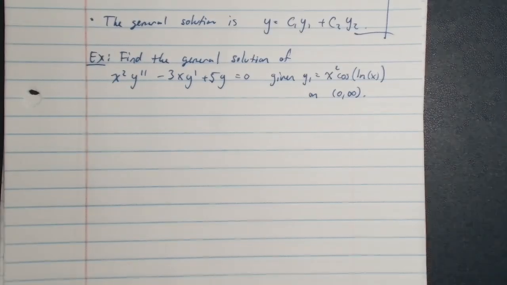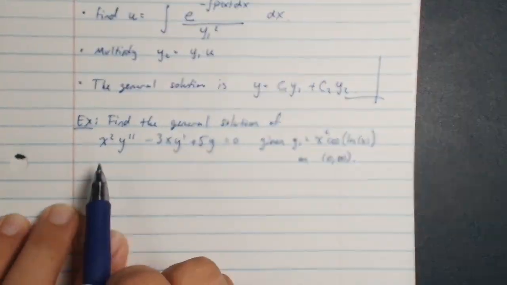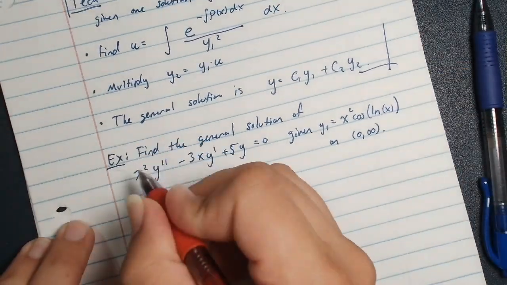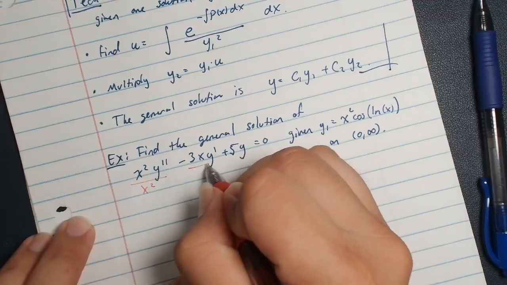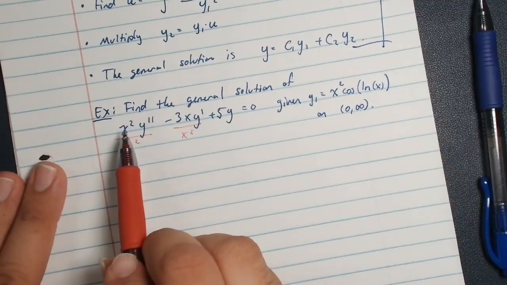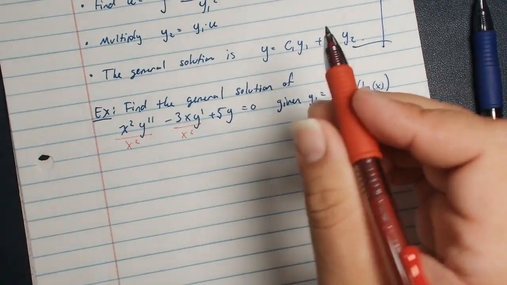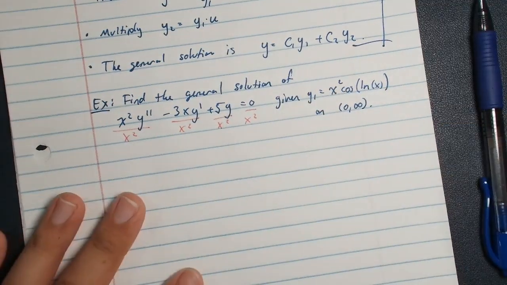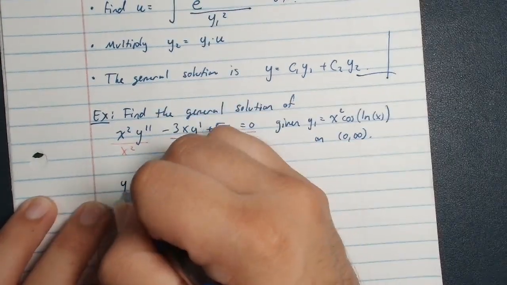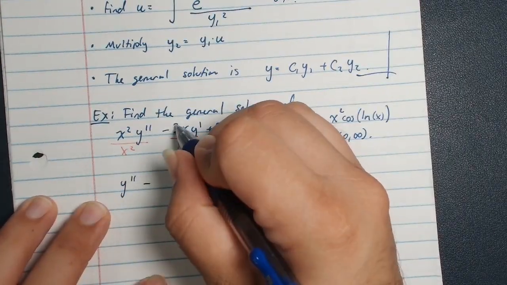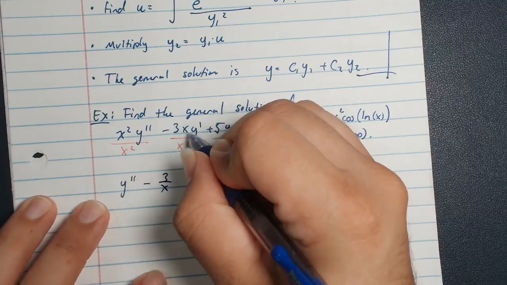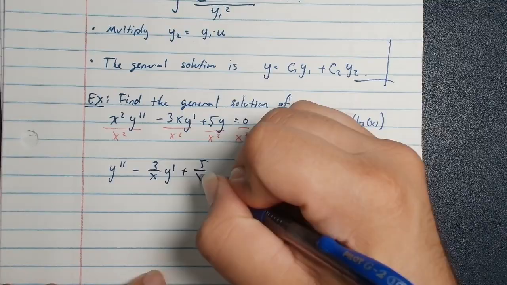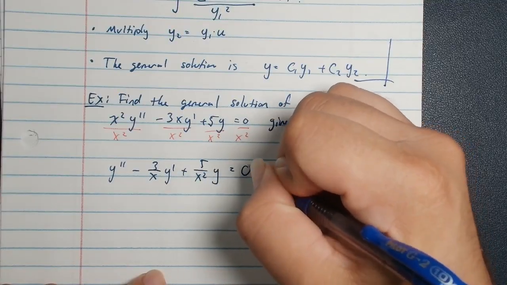All right, so here we go. First of all, this is not of the correct form. It has to be y double prime, nothing else. So the very first thing you're going to do is divide everything by x squared. If this is already 1 y double prime, then you're fine, leave it alone. But since it's not, we have to divide away the x squared. So our standard form is y double prime minus 3 over x y prime plus 5 over x squared y equals 0.